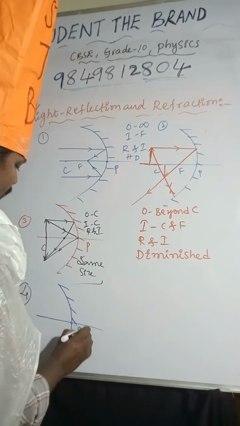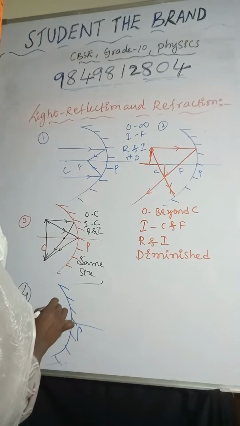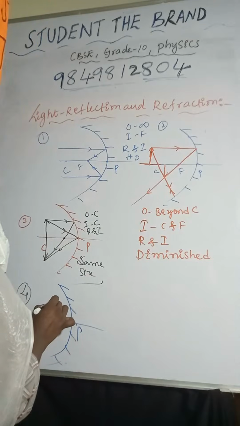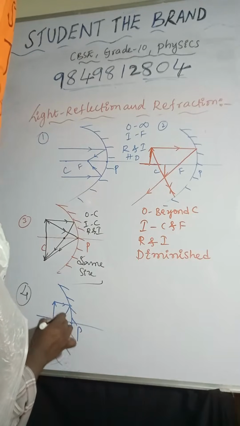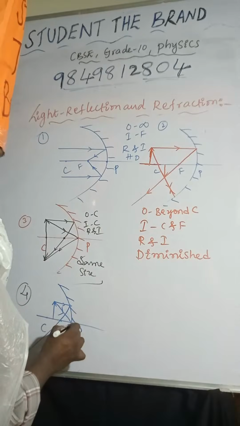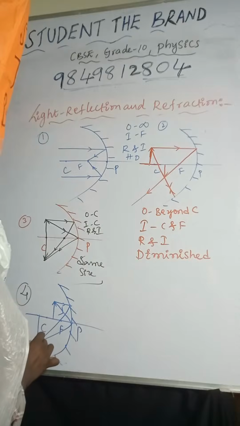So pole, focus, center of curvature, object is placed between C and F. One light ray I am taking like this, it passes through the center of curvature. Another light ray incident at the pole, it reflects. So the image will form here.